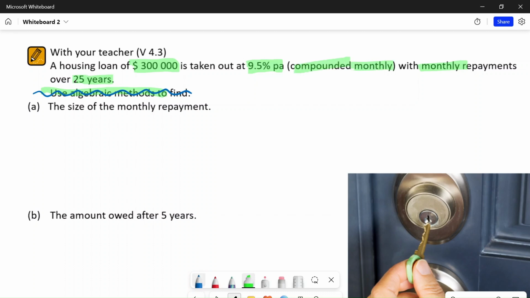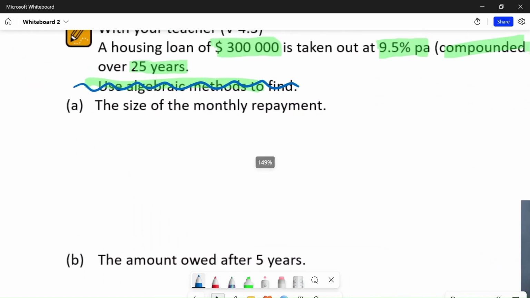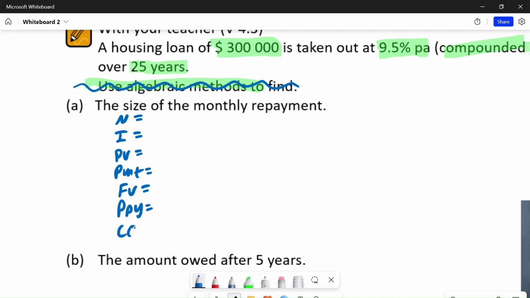Righto, so let's detail the inputs that we're going to use for this in the calculator solver, or the finance solver. So I'm going to write these down: N, I, present value, payment, final value, PPY, and CPY. Now, we're asked to find the size of the monthly payment or monthly repayment. So that is this PMT here. I'll put a question mark there for that one.